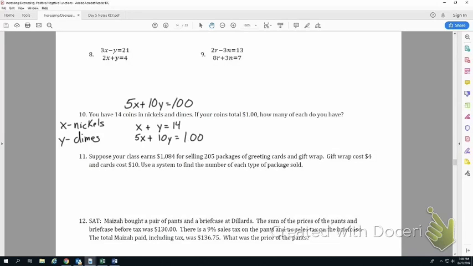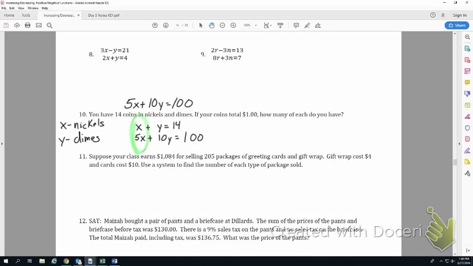Okay, elimination. So I'm going to do elimination. Me personally, I would do substitution because both of these have coefficients of 1. I could subtract x, I would have 14 minus x, and then I would plug that in for y. But I told you earlier I wanted to talk about a problem where we would change one of the equations so that we could do elimination. So let's do this right here.